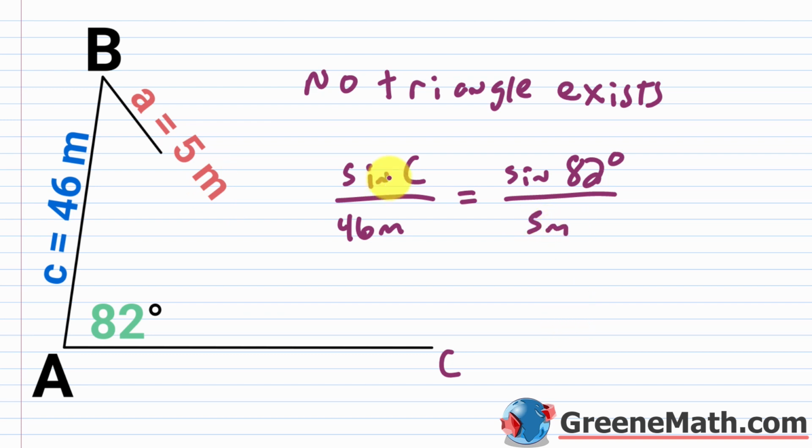Since I want to solve for the sine of C, let's multiply both sides by 46 meters. We can see that this would cancel with this. You can even just erase it to make it a little bit more neat. And then the meters would cancel over here. Just punch this into your calculator: the sine of 82 degrees times 46, and then you divide by 5, you're going to get something like 9.1 if we round to the nearest tenth. Because the sine value here is greater than 1, we can just stop and say that no triangle exists.